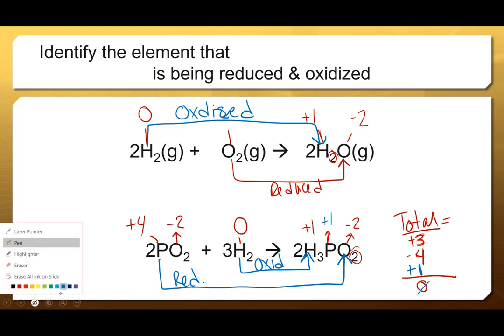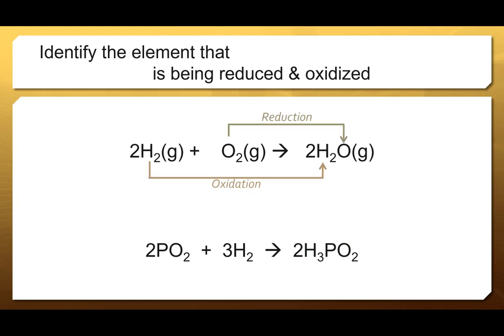And looking at the slideshow, that's exactly what we see. Okay. So that's your review for oxidation numbers, assigning them, and then looking at redox reactions. This is a skill that you're going to need as we start to look at voltaic cells.